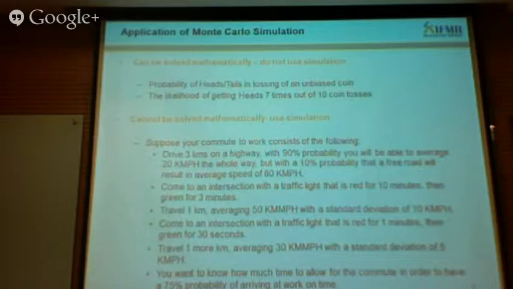When should you use a simulator application for a Monte Carlo simulator? Very basically put, if something can be solved mathematically, you don't need to use a simulation. Say you need to find the probability of heads or tails in the tossing of an unbiased coin. Because it's an unbiased coin, you know the number of heads over the total number of tosses will be a ratio of 1:2. You can also use a simulator to answer this question.